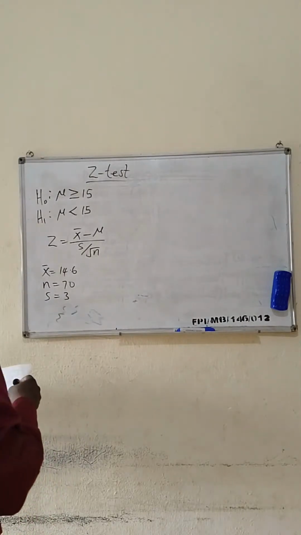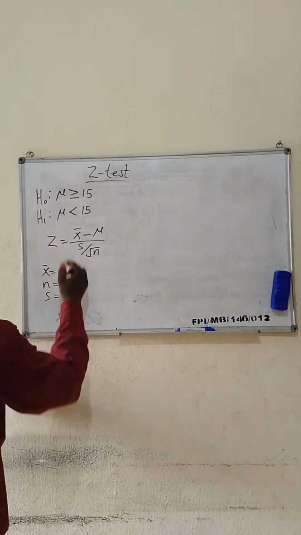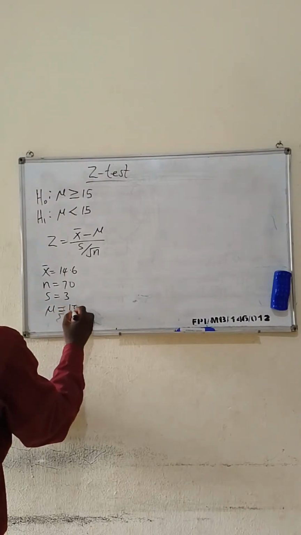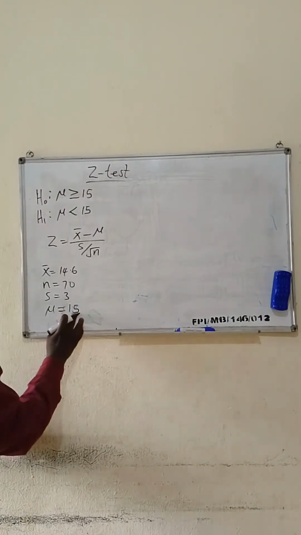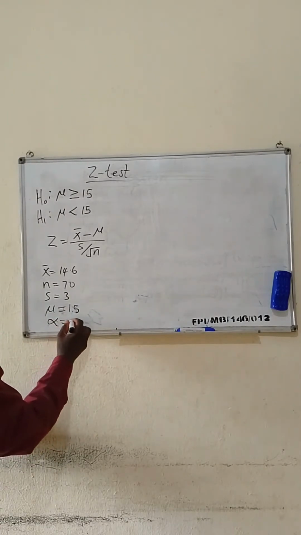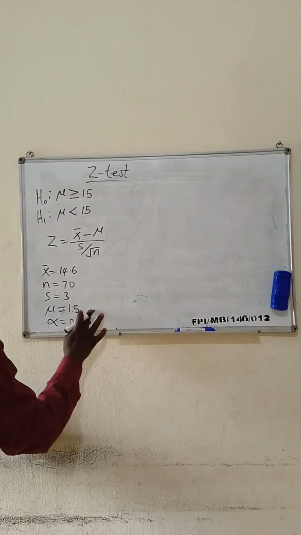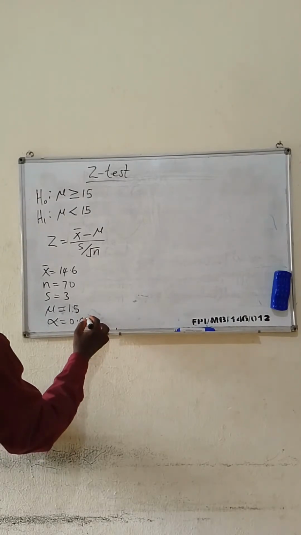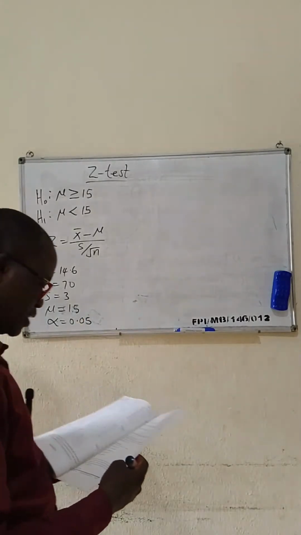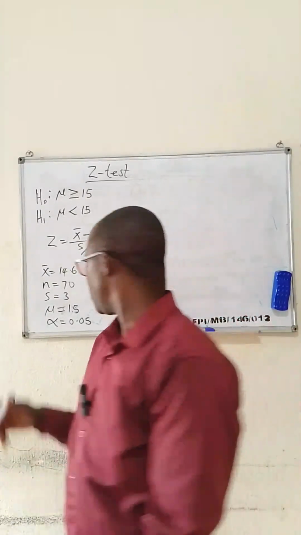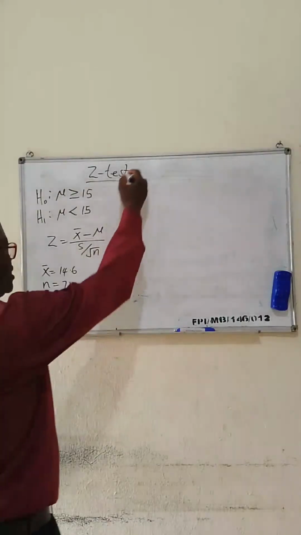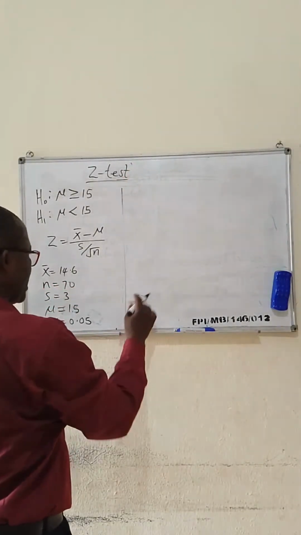And then, okay, mean of 15 days, right? Ordinarily, we have mu equals 15. Now, we want to substitute all of this. Then, we are given in the problem also that alpha equals 0.05. That is 5%. Because the question says, test the claim using a 5% level of significance. So we must note at what level we are going to test. So it is 5%.